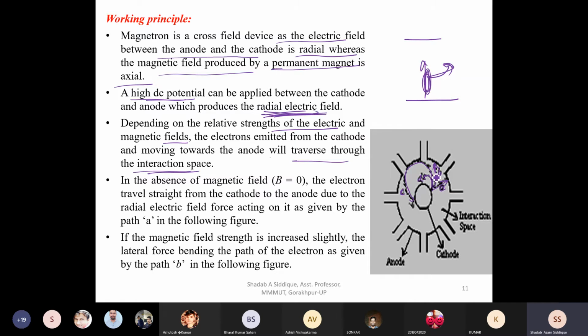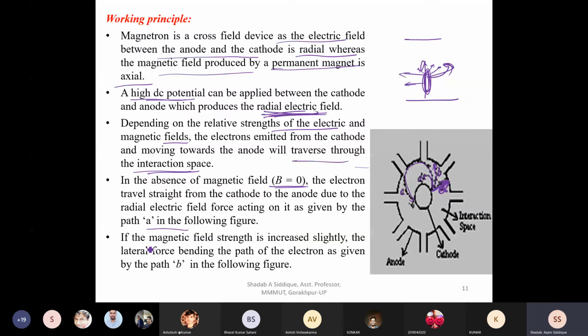Although it is moving in the radial direction, radial means it goes in all directions, towards all the cavities, but it may bend. In 2D I cannot show that. So the bending depends on the strength of the magnetic field. In the absence of magnetic field, B equal to 0, the electron travels straight from the cathode to the anode due to the radial electric field force acting on it, as given by path A in the following figure. So you can see it moves directly straight, with no bending.